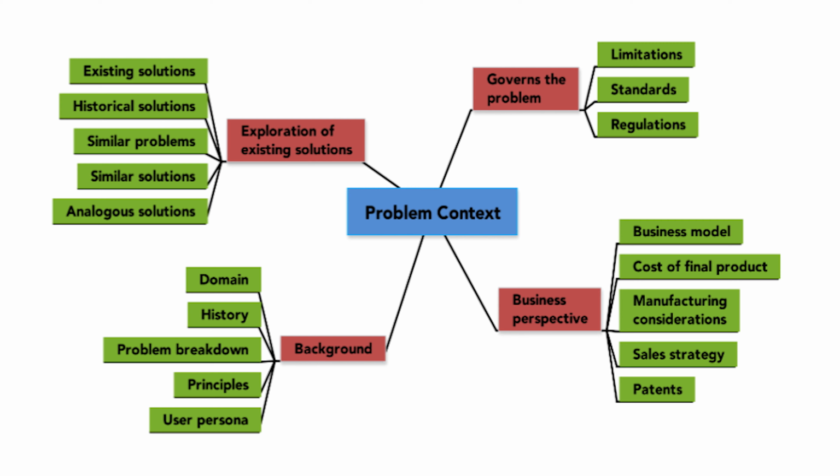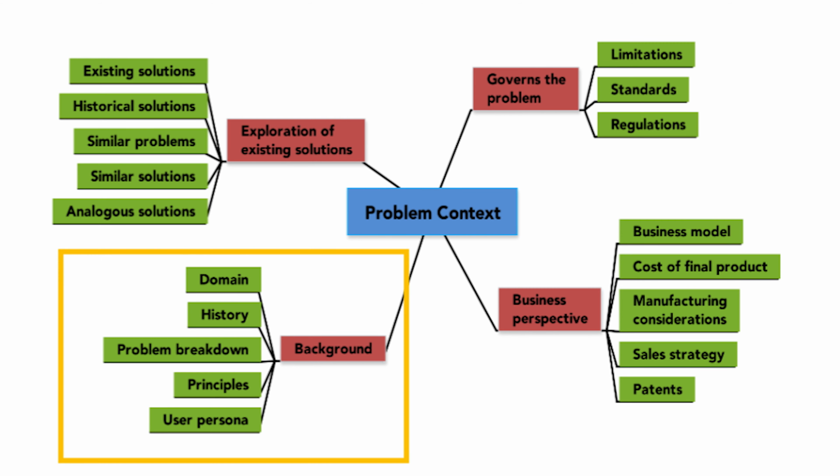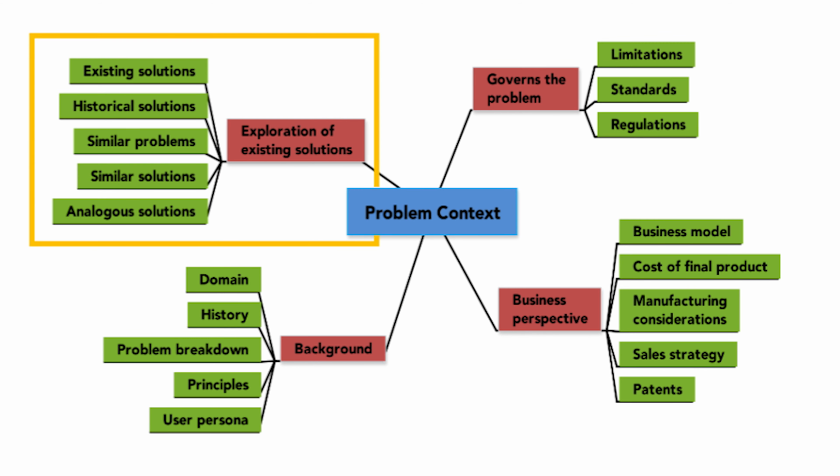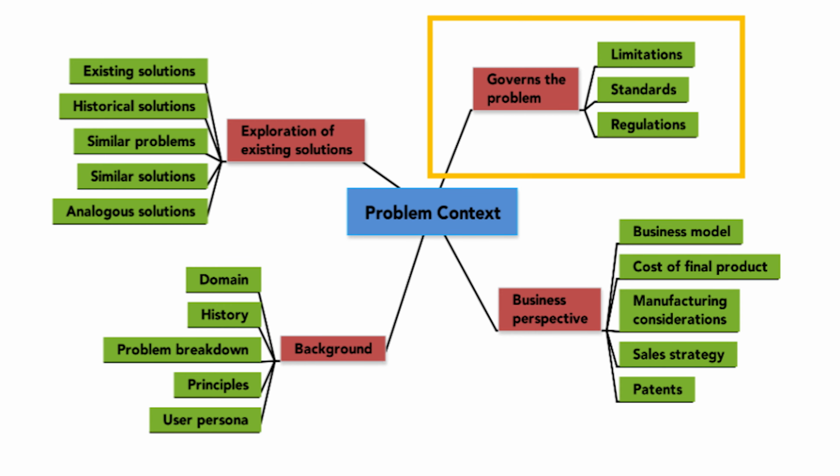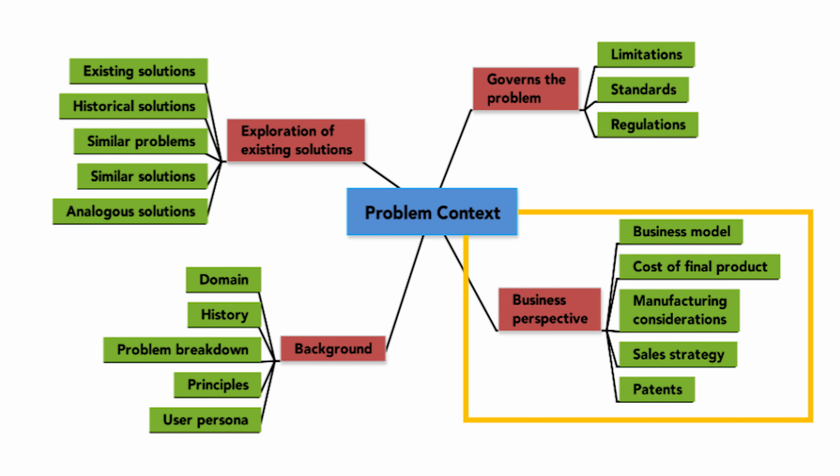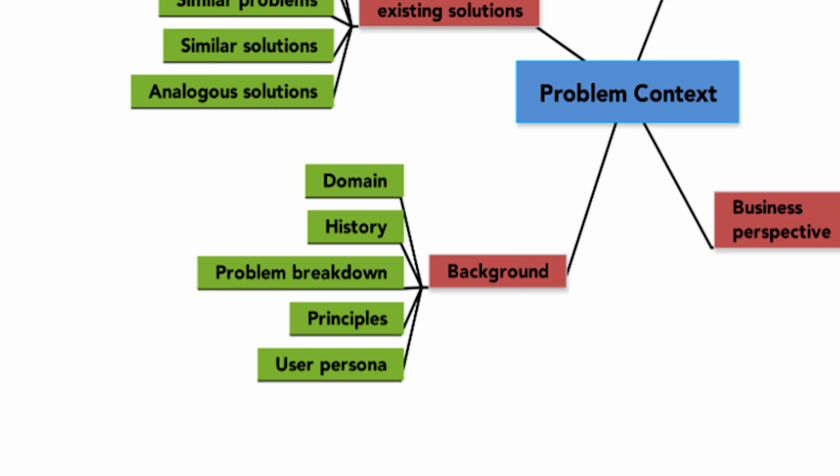In this video, we're going to use the same heuristic as the earlier video and cover the background, the existing solutions, topics that govern the problem, and business perspectives. The background has 5 key sections. The first is domain knowledge. Second would be history of the problem. Third, the breakdown of the problem itself. And the fourth are principles that impact the problem. And the fifth is a user persona.